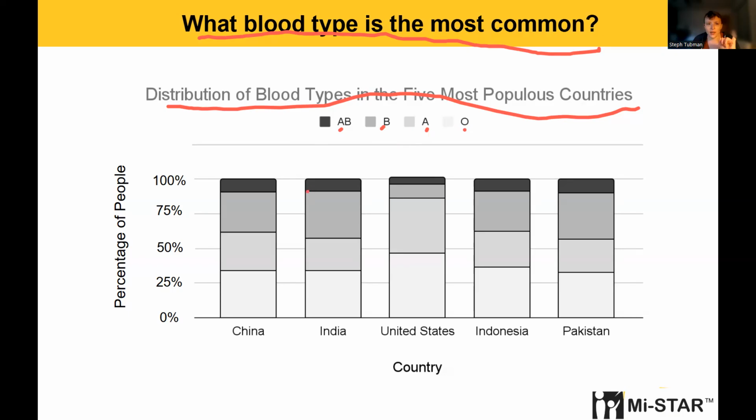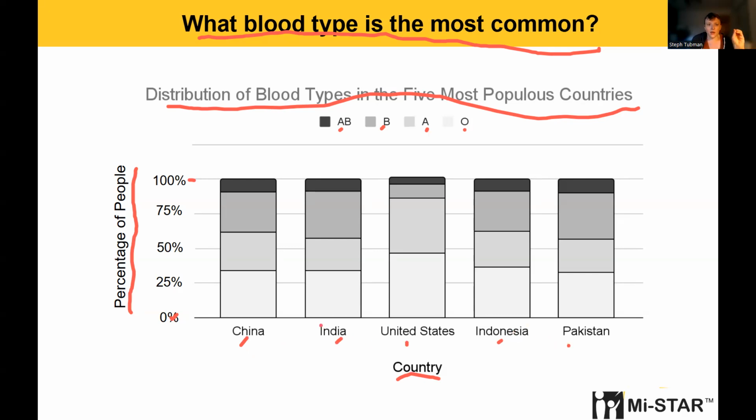The next thing I'm noticing, well, there's just a lot of bars here. I'm going to worry about that in a second. The next thing I notice is on the axes. The y-axis is percentage of people, and that goes from 0 to 100 in increments of 25. So that's helpful. And then on the x-axis, I'm noticing that's country. There's China, India, United States, Indonesia, and Pakistan.